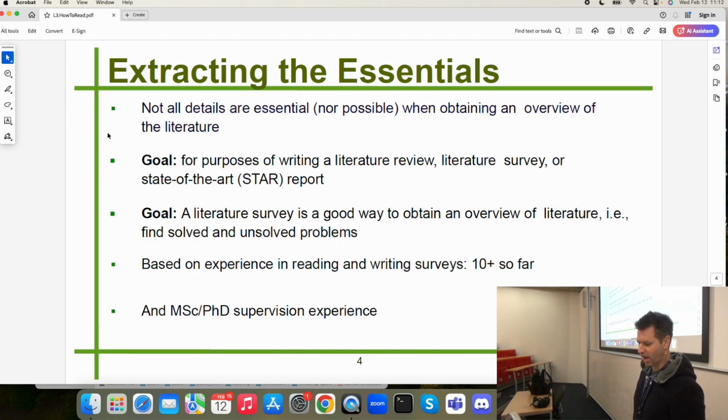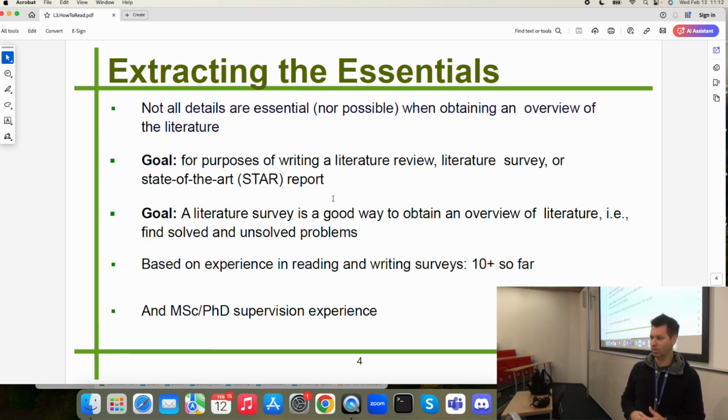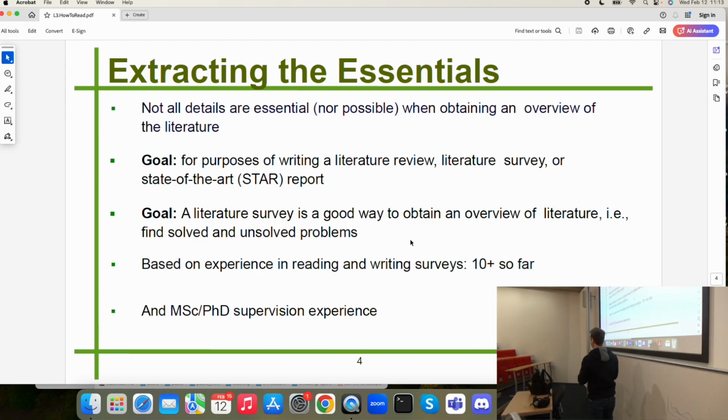So why did he have a stack of literature on his desk? It's because he was doing a literature review. He was trying to find all the previously published solutions related to the work he was looking at. So a literature survey is a good way to obtain an overview of the literature, find the solved problems, and when you find the solved problems, you implicitly find the unsolved problems. So you can only discover the unsolved problems if you've got some knowledge of the solved problems.